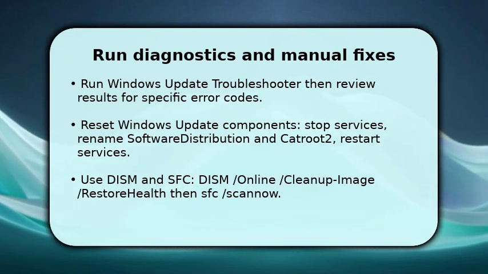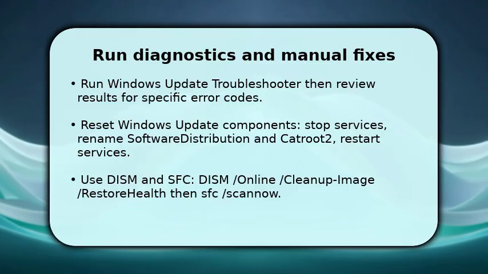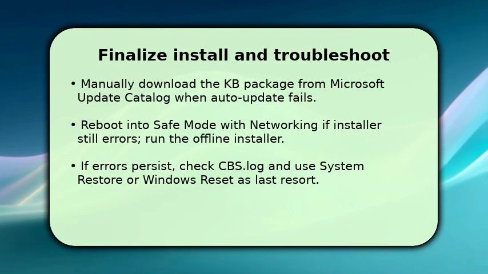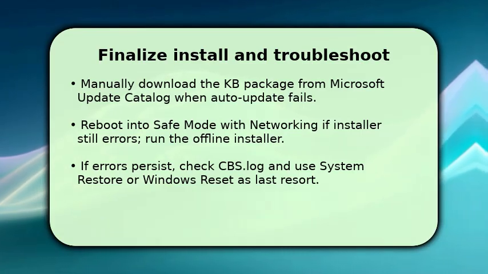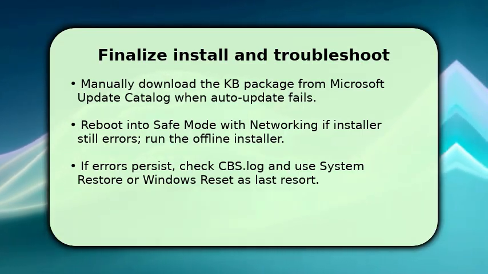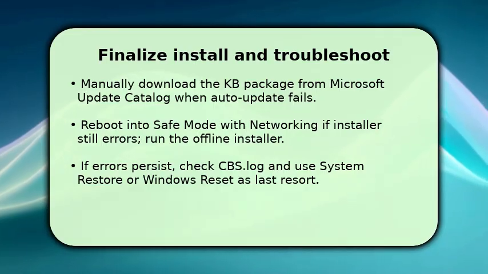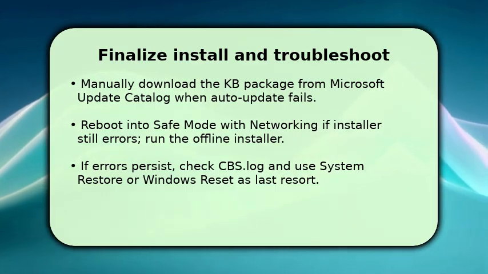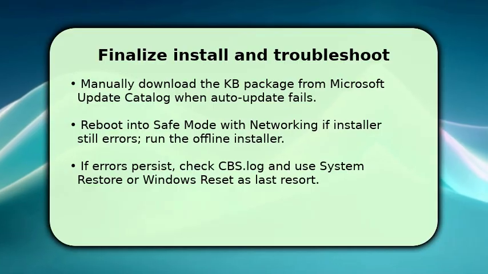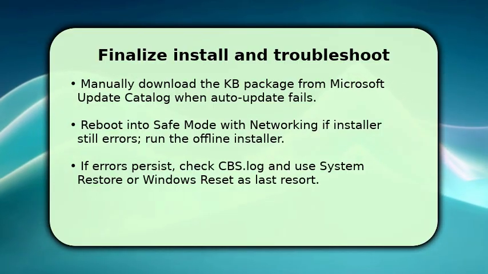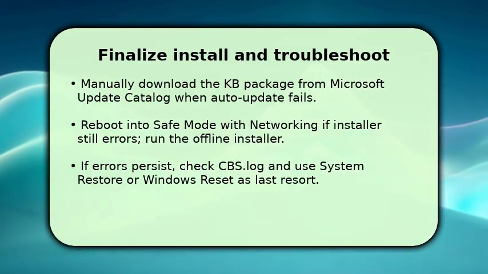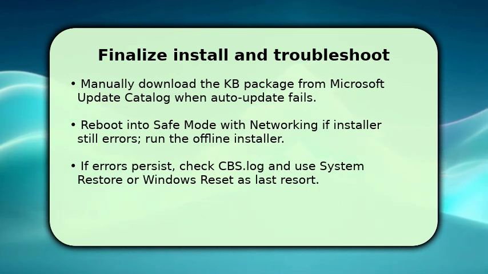Finish by attempting installation and one key troubleshooting tip if needed. After repairs, try Windows Update again. If it still fails, manually download the KB package and install it. If the installer errors, reboot to safe mode with networking and run the offline installer to avoid third-party interference. Once installed, confirm the update in Settings and reboot. If you still see errors, examine CBS.Log for clues. And as a final resort, use System Restore or Reset while preserving files. Only use Clean Install when absolutely necessary.